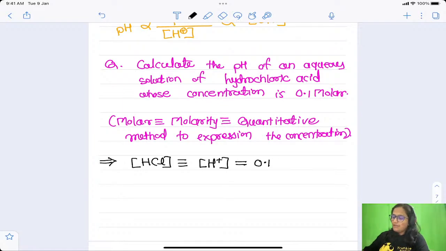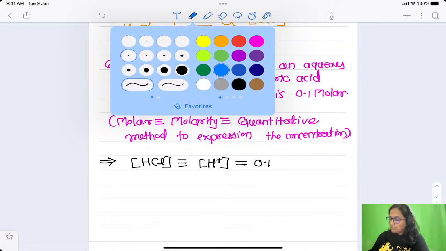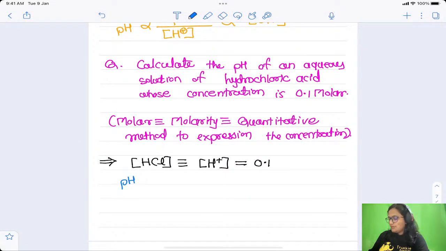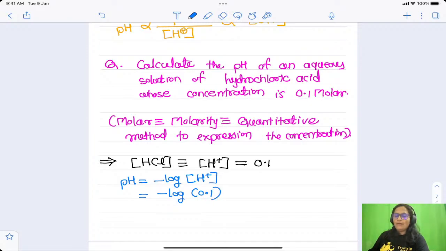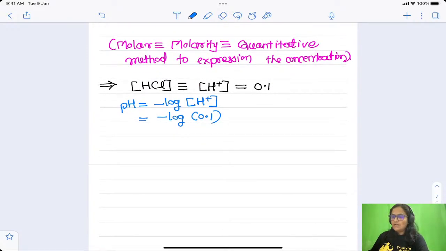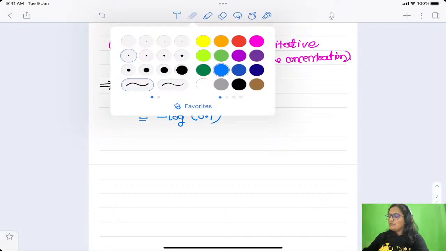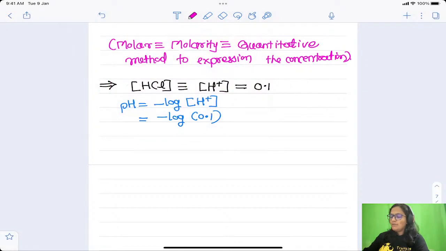We know the formula for pH. pH is equal to negative log of the H plus ion concentration. The H plus ion concentration is given, so it is equal to negative log of 0.1. When you are solving such a type of question, the log values of complicated numbers are provided in the question itself, but some tricks to find out the log also I am going to tell you here.